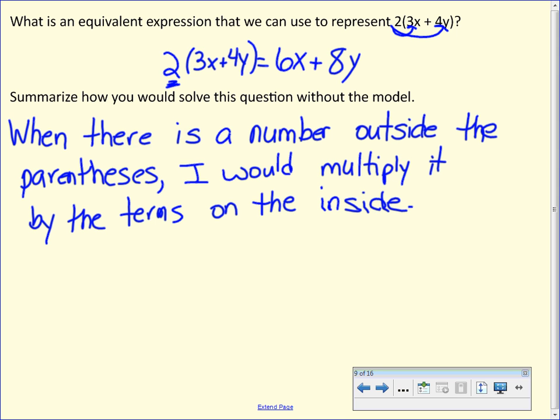Okay, so when there is a number outside the parentheses, I would multiply it by the terms on the inside, because parentheses is just another symbol used to represent multiplication. So instead of drawing two sets of models, I could just multiply everything by 2. Instead of drawing 4 sets of models, I can multiply everything by 4. Whatever the number on the outside is, we can multiply it by the numbers on the inside.